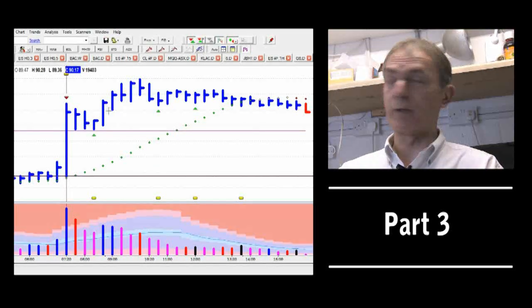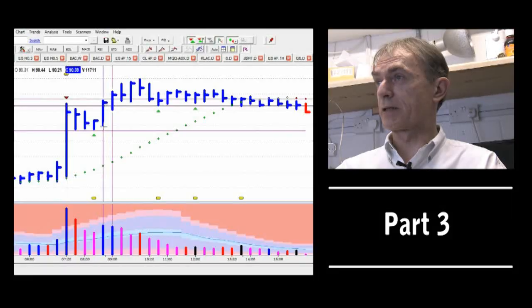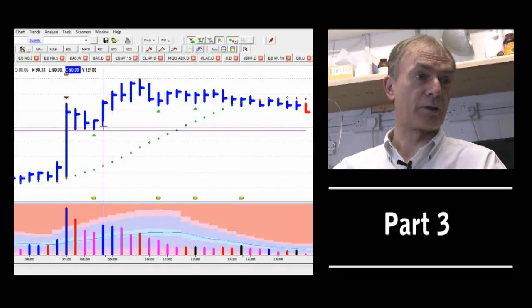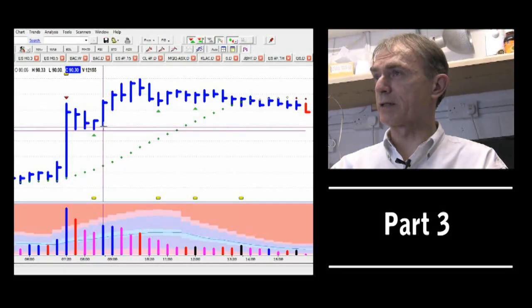Absolutely. To be clear, you mean these bars here? Those two there, yes. It's taken it out, hasn't it? It's taken the lows of those bars out. Yeah. So there must be some weakness in there.